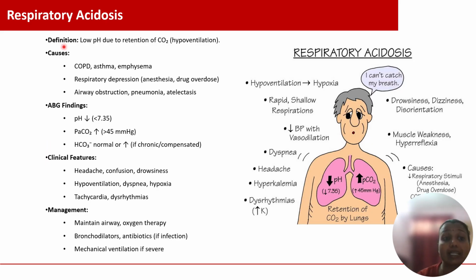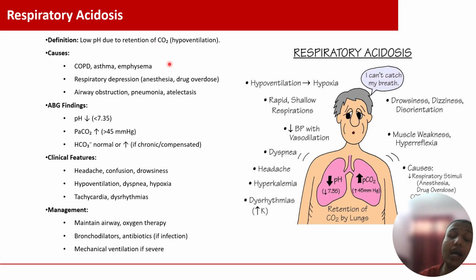First one is respiratory acidosis. So what is respiratory acidosis? That is too much carbon dioxide and too much acid. Respiratory acidosis means too much carbon dioxide and too much acid. The acid is very high and the carbon dioxide is also high. When carbon dioxide is high in our body, think: low pH due to the retention of carbon dioxide, that is hypoventilation.